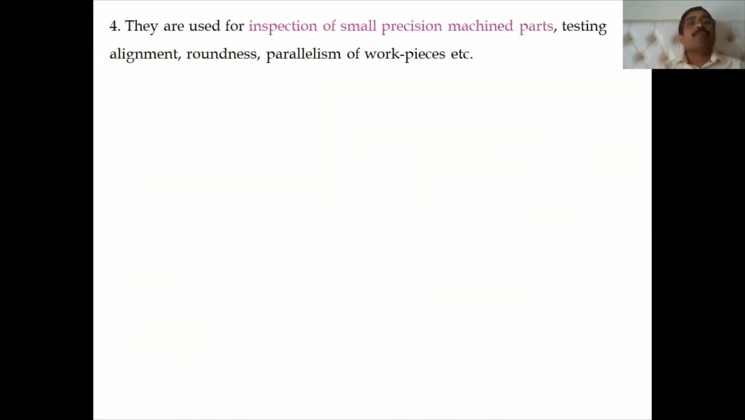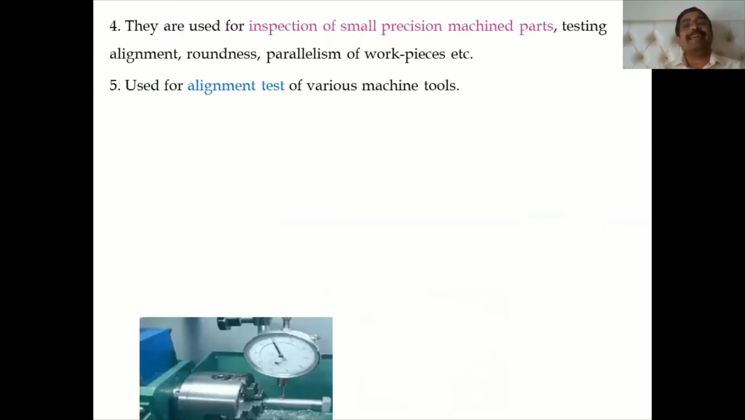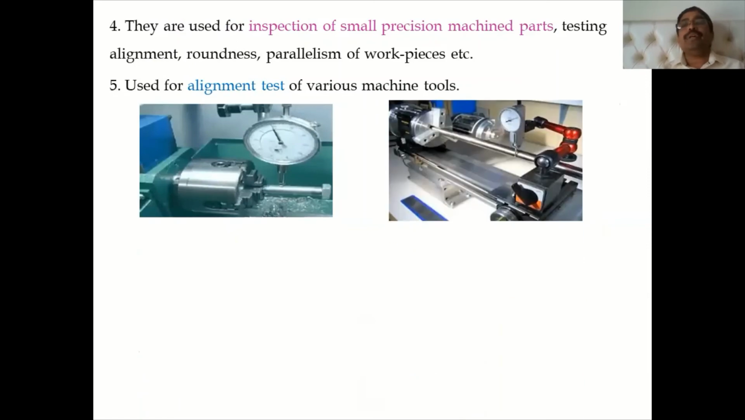Then they are used for inspection of small precision machine parts and testing alignments. See here, I have shown a number of things. Here also we are using the dial indicator. If you want to check the roundness directly on the machine, it is possible. Even if you want to check the parallelism, if I move this dial indicator parallel to the object, then also we can check the parallelism. So there are a number of applications of the dial gauge.